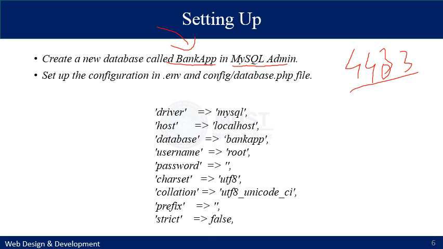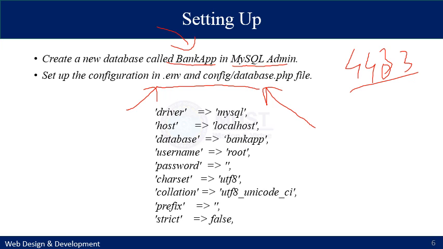Then you have to set the database preferences in two locations. The first location is the .env file, which is located at the home directory, and the next file is the database.php file, which is located at config/database.php.